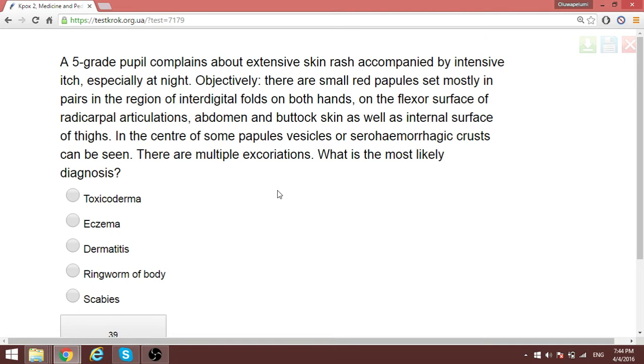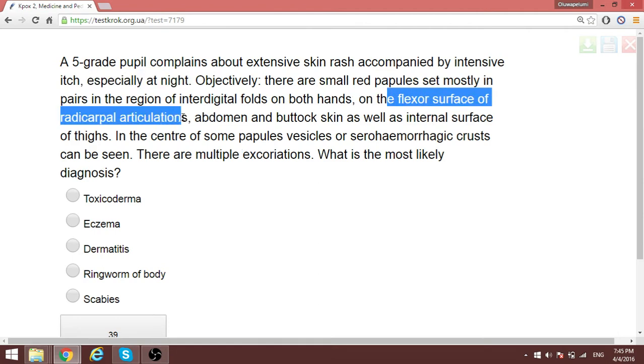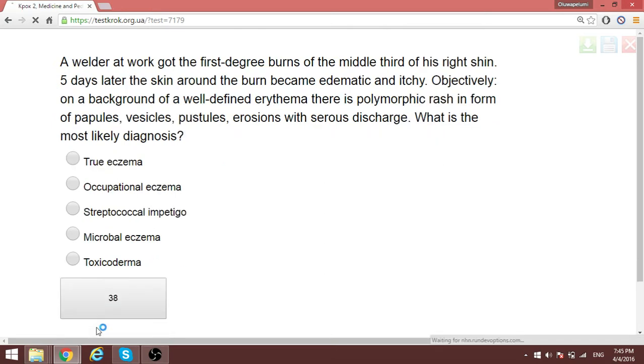Alright, we've done something similar to this before. The patient is having papules, a rash that is paired. When you see it's paired, you think of scabies. When the itching is especially at night, you think of scabies. Flexor surfaces of the arm, you think of scabies. So scabies.